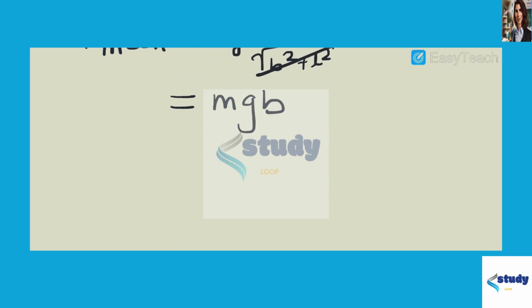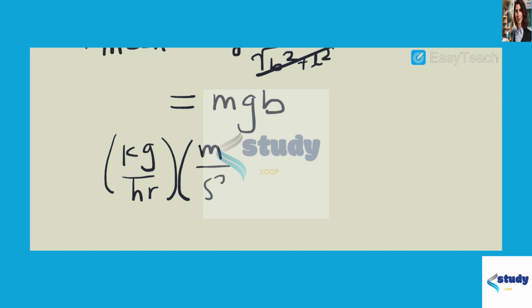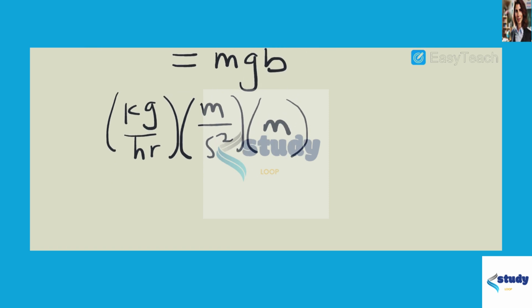But we're not done here because we're going to actually have to look at the units. So we see that m is kilogram per hour, as prescribed by the problem. g is meter per second squared, and B is a meter. So what we actually have to do is change this into SI units, right? So we need to change the hour to seconds, and we need to give this answer in terms of kilowatts.